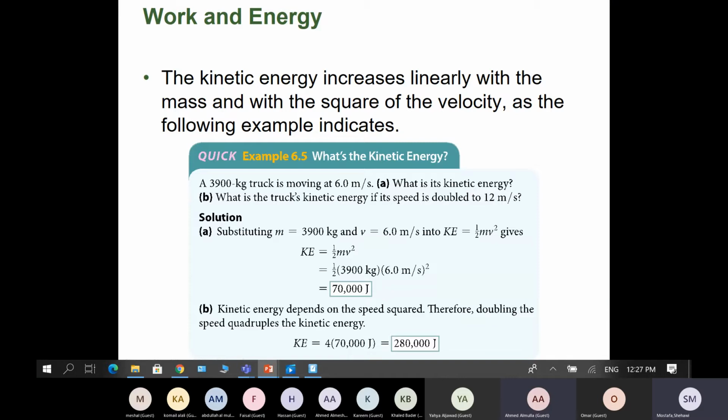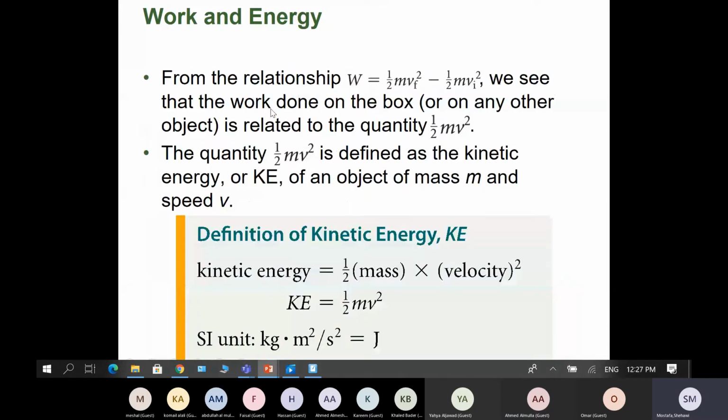The kinetic energy increases linearly with the mass and with the square of the velocity, as the following example indicates. So, before we go to this example, I want to go to this one. I think let's take it. Yes, we take it.